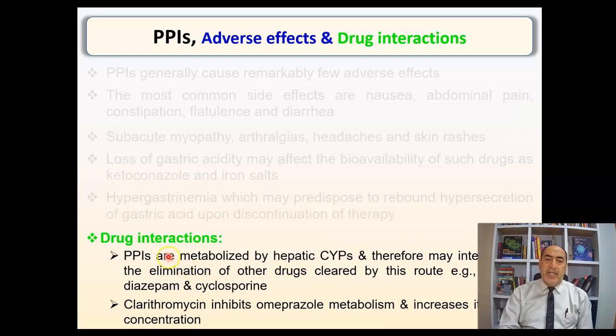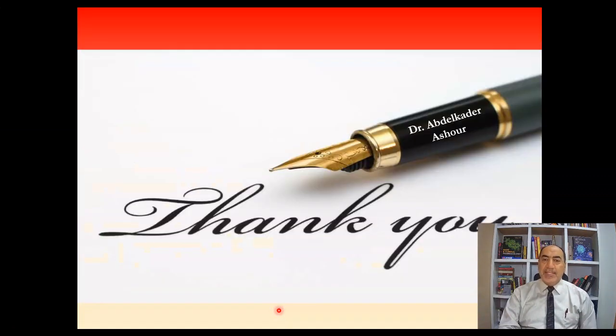Drug interactions: they are metabolized mainly by hepatic cytochrome P450 enzymes, and therefore may interfere with the elimination of drugs cleared by the same route, such as warfarin, diazepam, and cyclosporin. Clarithromycin, which is a macrolide, can inhibit the cytochrome P450, so it will inhibit omeprazole metabolism and can increase its plasma concentration. Okay, that's it for now.